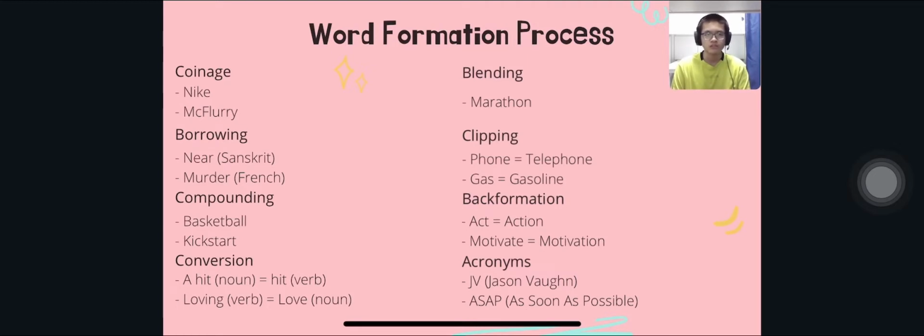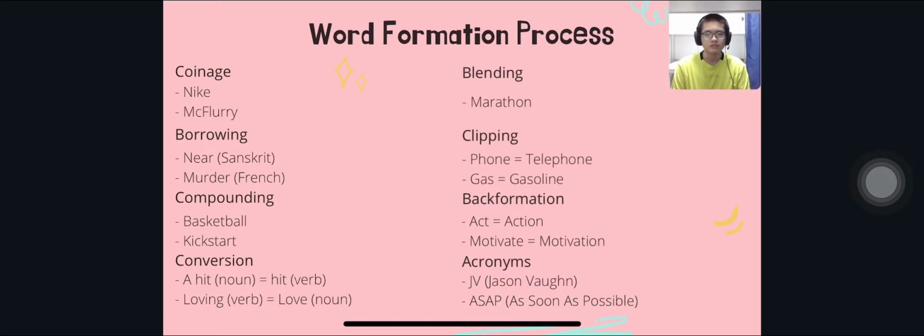The next one is compounding. Compounding is when two words are joined together and combined into one. For example, in the article, we found the words basketball and kickstart. For basketball, we know that basket is a root word and ball is also a root word. When you combine those two words, you get basketball, which is a form of sport.